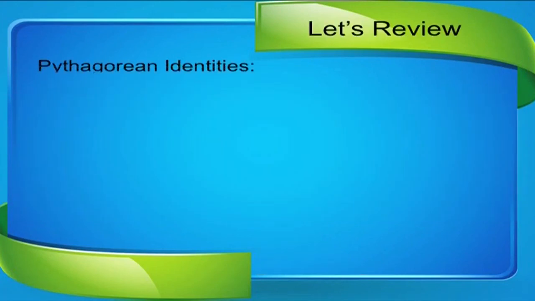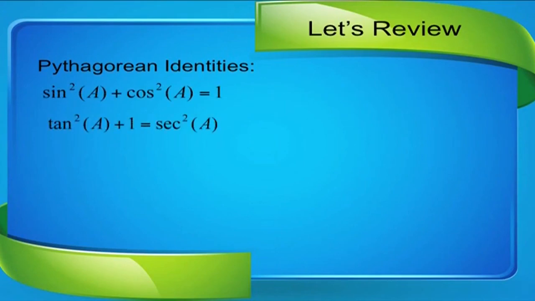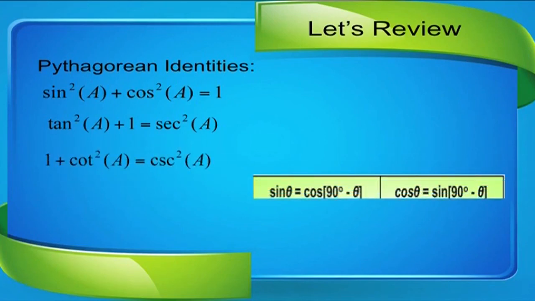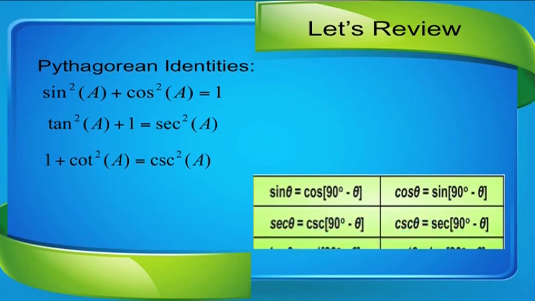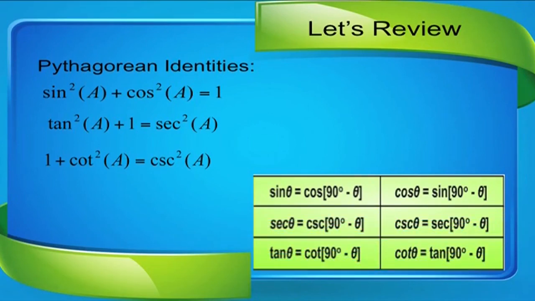So let's review what we have studied today. Pythagorean identities are sin square A plus cos square A is equal to 1, tan square A plus 1 is equal to sec square A, and 1 plus cot square A is equal to cosec square A.